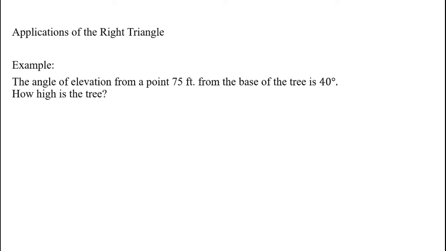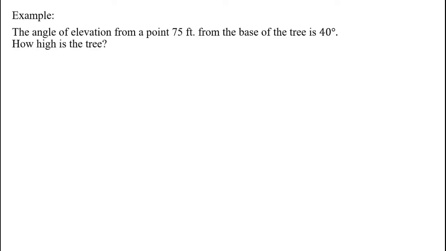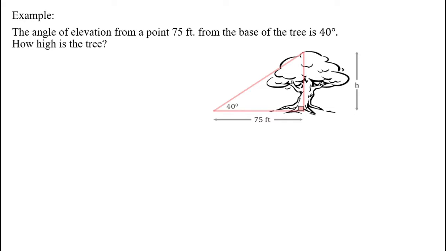We can do now the applications of the right triangle. Example, the angle of elevation from a point 75 feet from the base of a tree is 40 degrees. How high is the tree? So first, we should illustrate the given problem to make it easier. So we have here our tree, our angle, which is 40 degrees, and from the angle to the base of the tree is 75 feet. So the question is, how high is the tree?